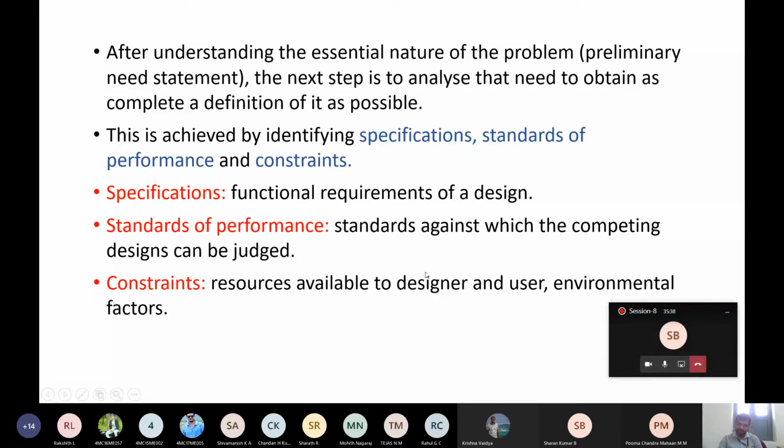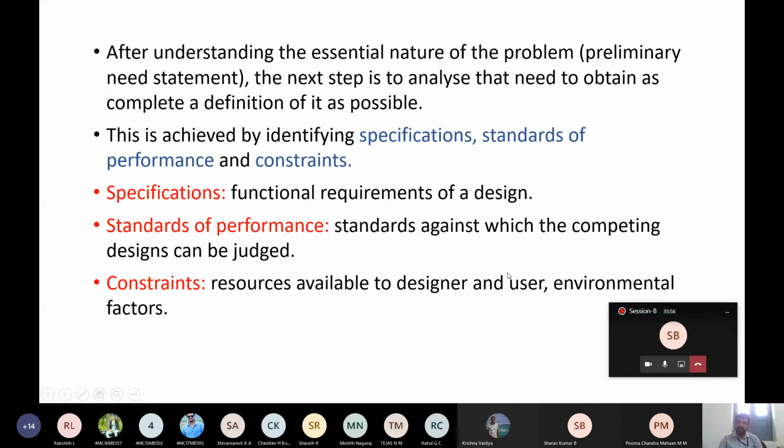Then again, machines also: what are the available machines? If the company tells you that you must design such that it can be fabricated and produced with the help of the available facility, then that is also a concern.